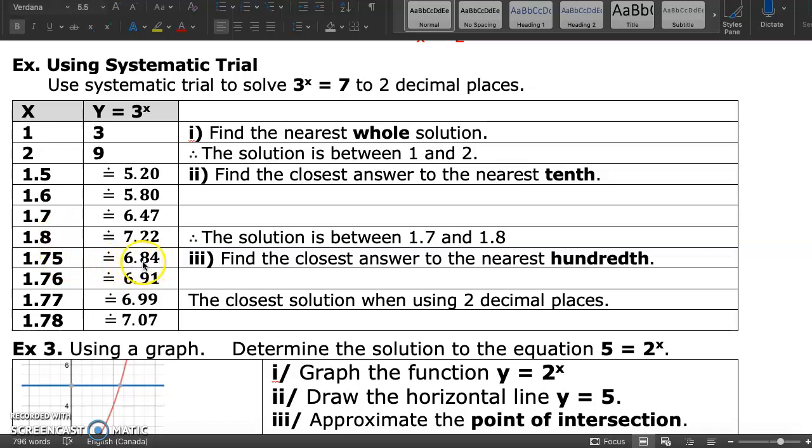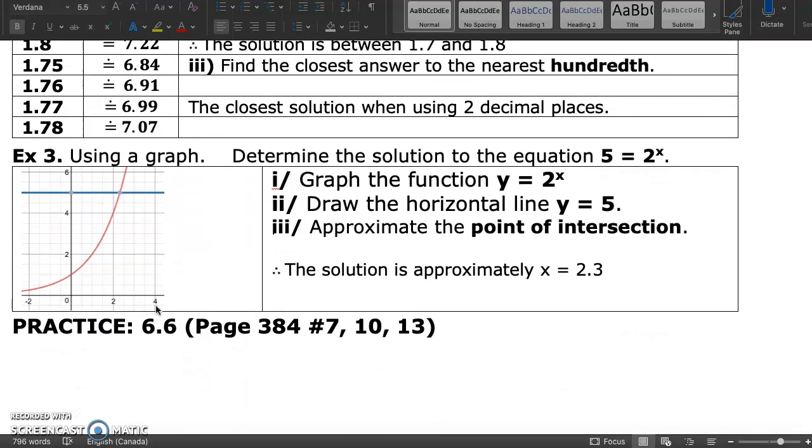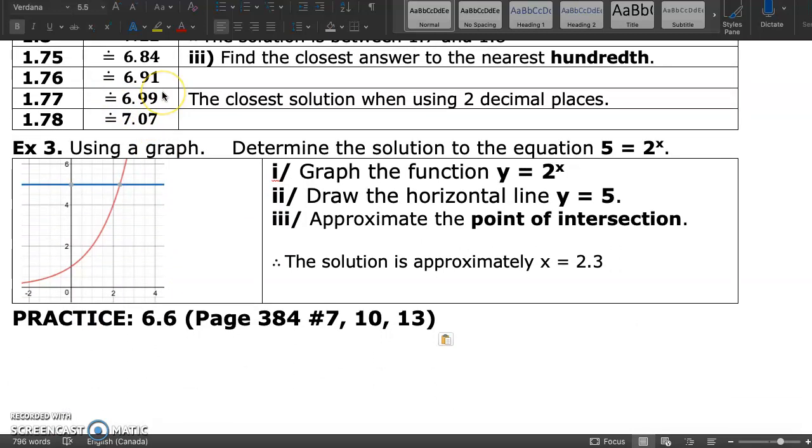And we get 6.84, which means we still need to go higher, because it's an always increasing function, or graph, to get our solution. So we'll get a little bit closer by going 1.76, 1.77, 1.78, and it appears that 1.77 is the closest that we can get to the nearest hundredth or 2 decimal places. And our last example, and again, this is an approximate solution, so remember, that's why there's a dot above the equal sign.